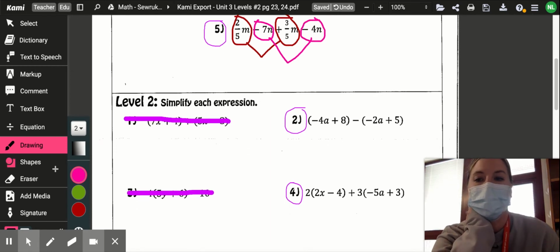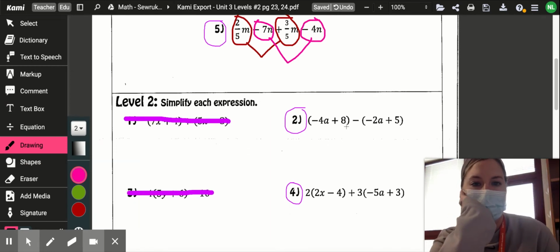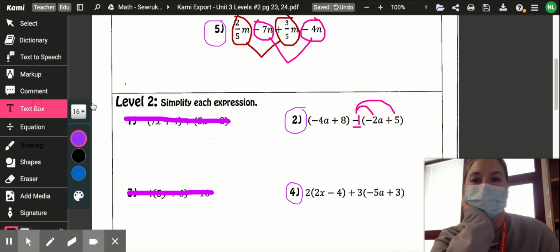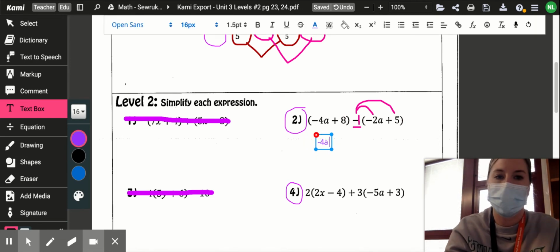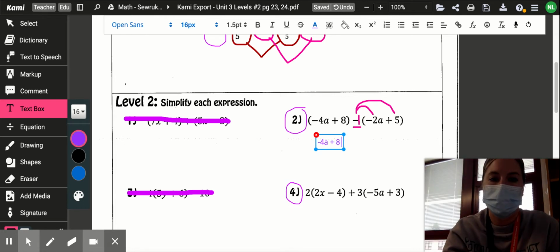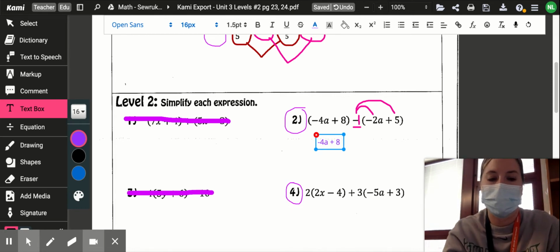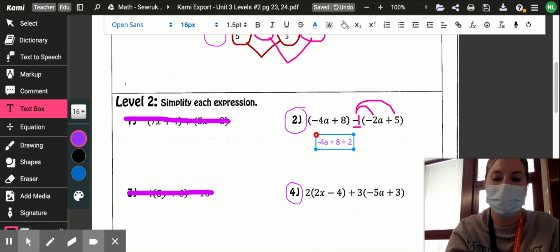The next one, you're actually going to have to do some work. You have to put an invisible 1 in front of this one. It's a -1. You're going to have to distribute by multiplying -1 times -2a, and then -1 times a positive 5a. When you do that, you're going to rewrite the problem. You're dropping down -4a plus 8. If you do -1 times a -2, you get a positive 2a. And then a -1 times a positive 5 is a negative or -5.